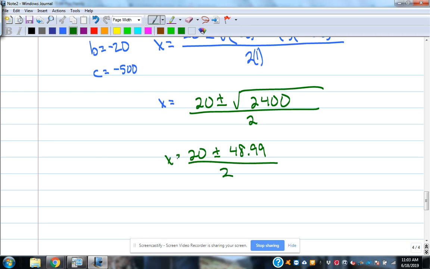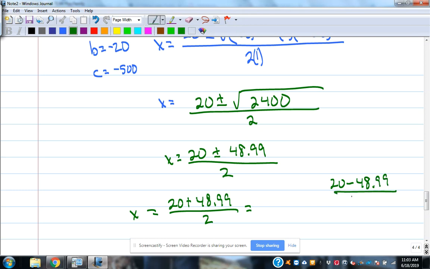So I know that I'm going to take 20 plus 48.99 and divide that by 2. And that'll get me the short side. If I do the minus, I know I'm going to get a negative answer. So I'm not even going to worry about doing that. I'm not going to do the 20 minus 48.99 divided by 2. That's going to give me a negative number. So I'm just going to throw that one out because I know I can't have a negative measurement anyway.